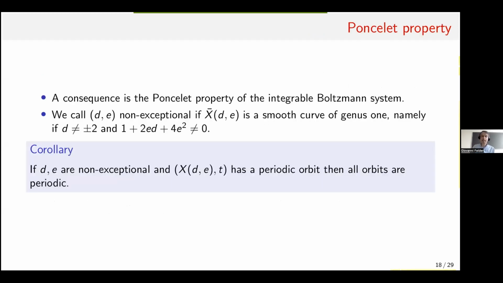And the consequence is this Poncelet property of the integrable Boltzmann system. So let's call it non-exceptional if it's smooth, so if we are outside those lines, those curves. So the theorem will be that if D and E are non-exceptional and are such that you have one periodic orbit, then all orbits are periodic. Moreover, the period is the same for all those orbits.